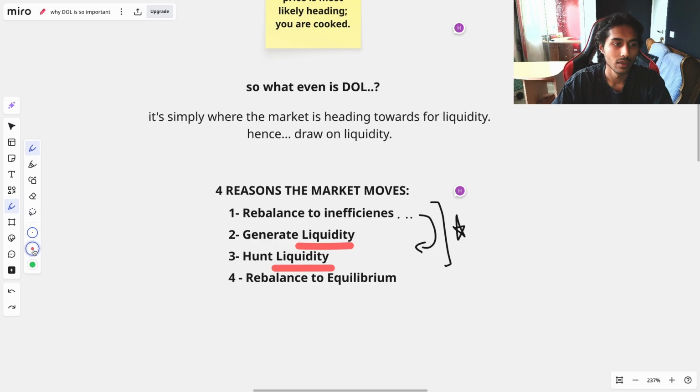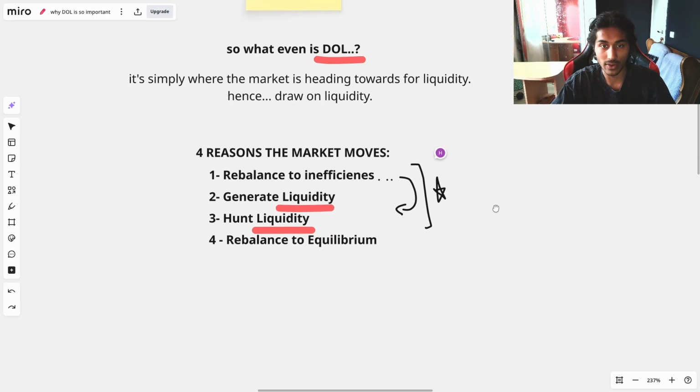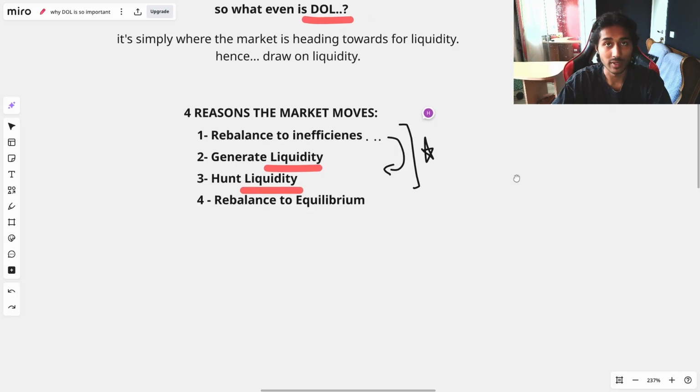So let's go back to the basics. What is drawn liquidity? Simply where the market is heading towards to liquidate orders and to make money. It's as simple as that. Now, there are four reasons the market moves. One is to rebalance inefficiencies. Inefficiencies are fair value gaps: buy side imbalance, sell side inefficiency, sell side imbalance, buy side inefficiency. Fair value gaps, that's one of the reasons the market moves.